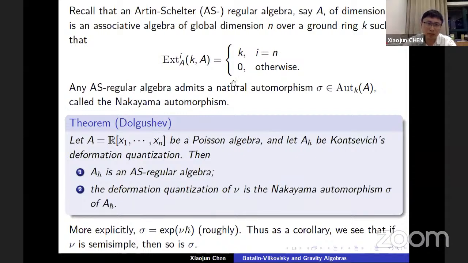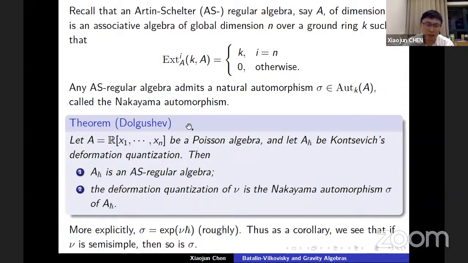So any AS regular algebra admits a natural automorphism. You may view, from here, either A and K as left modules or right modules. But these two left and right modules are different. They are not compatible, so there is a difference between them. This difference is described by an automorphism of A, which is called the Nakayama automorphism of this Artin-Schelter algebra.